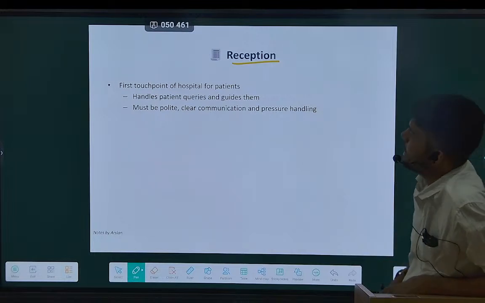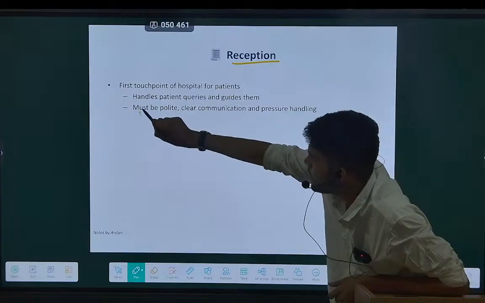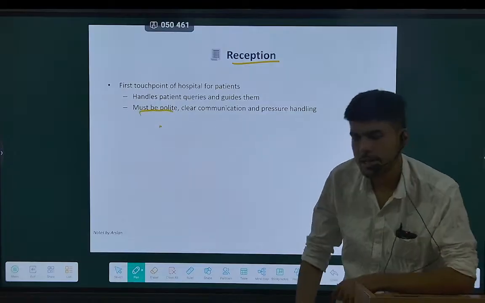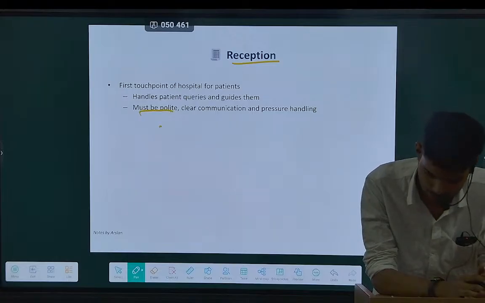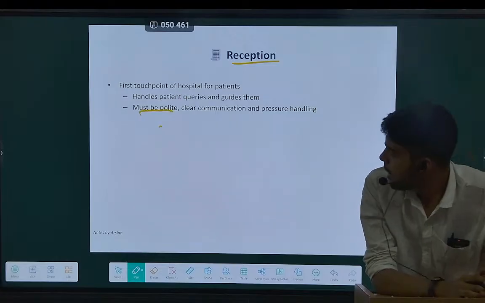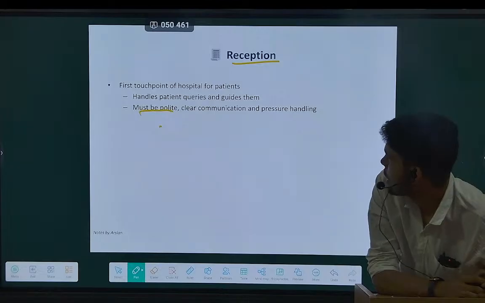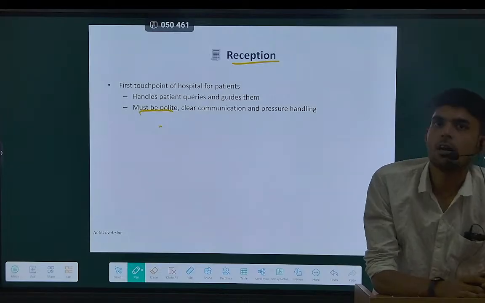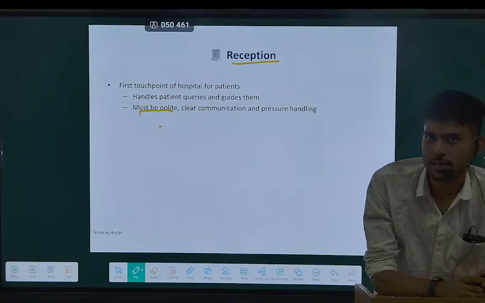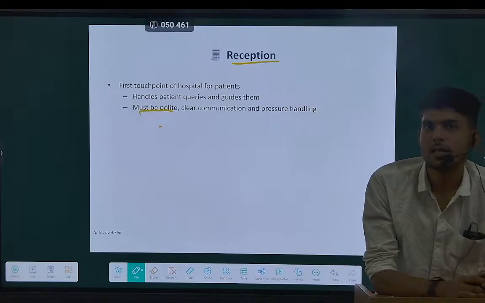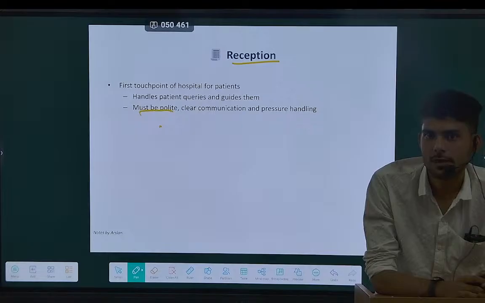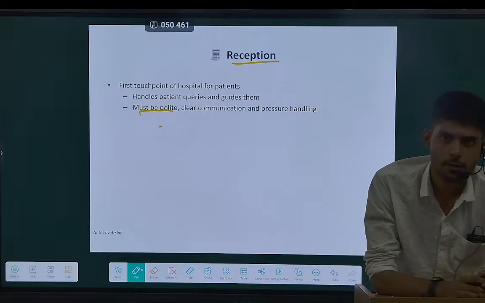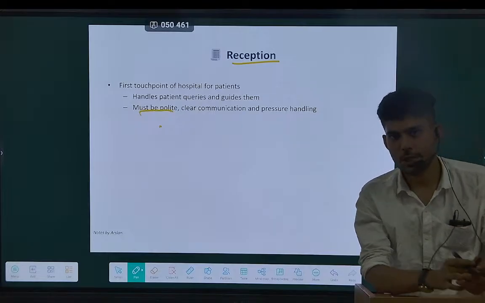So what are the criteria? You must be polite. Polite means आपको अच्छे से बात करना है, प्रोफेशनल मैनर में बात करना है, and clear communication should be there, and you have pressure handling skills.